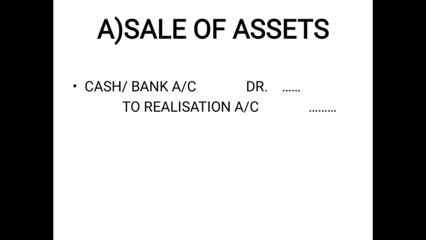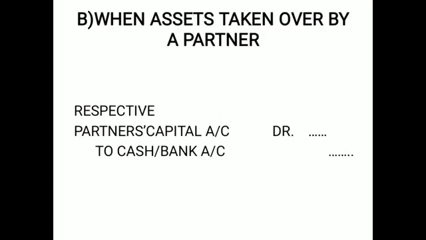You will surely understand these journal entries in a better way when we will be solving the practical sums. Okay, let us see what is the next journal entry. It says, when assets are taken over by a partner.